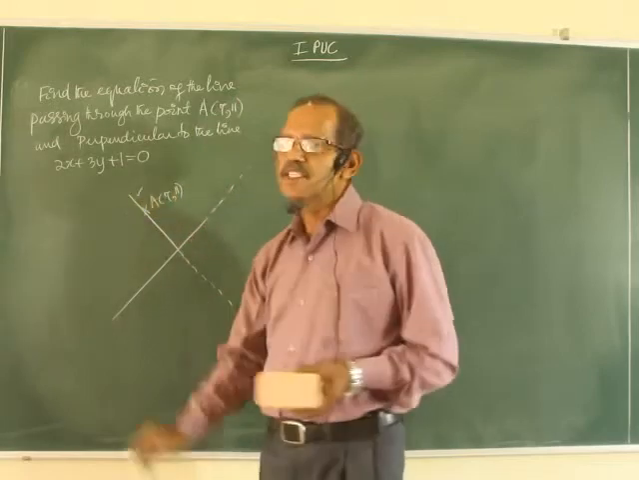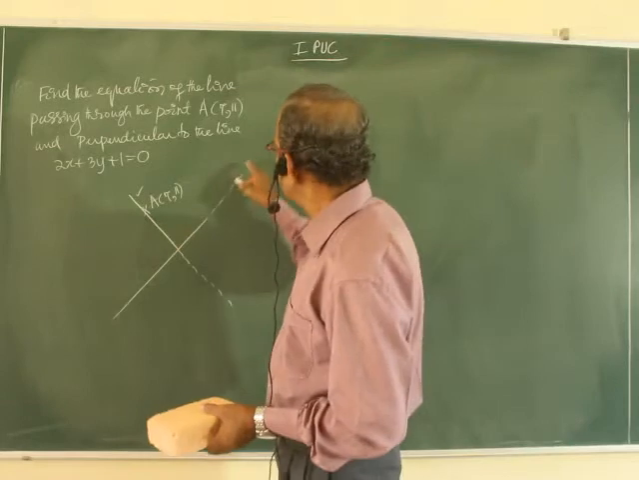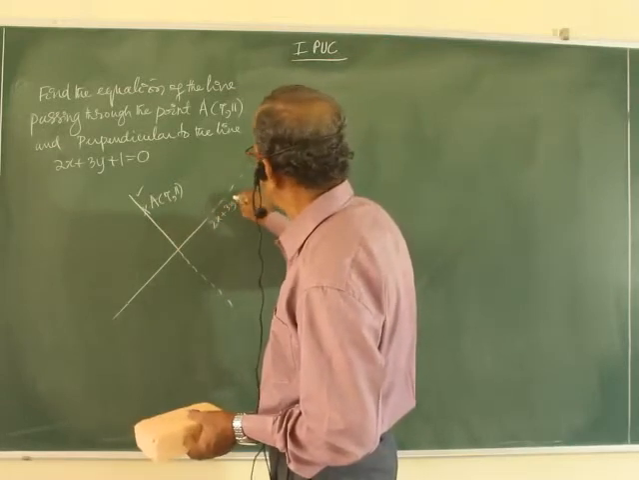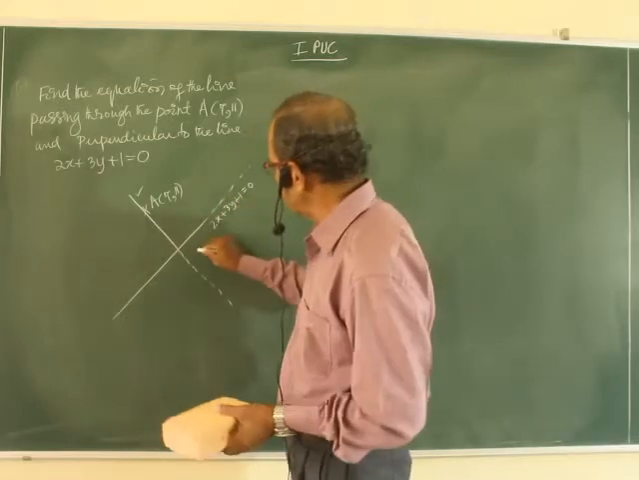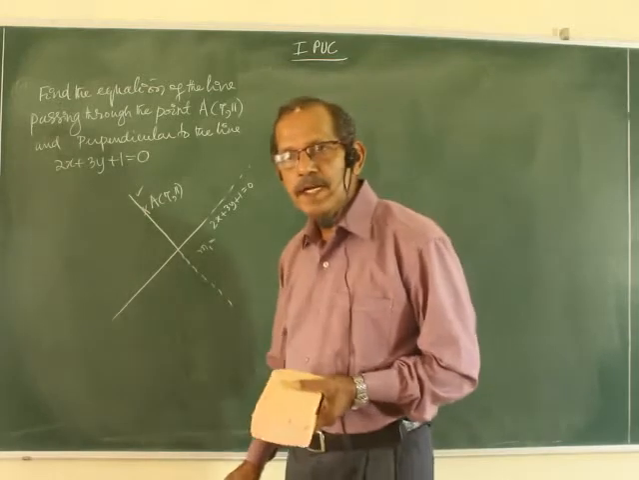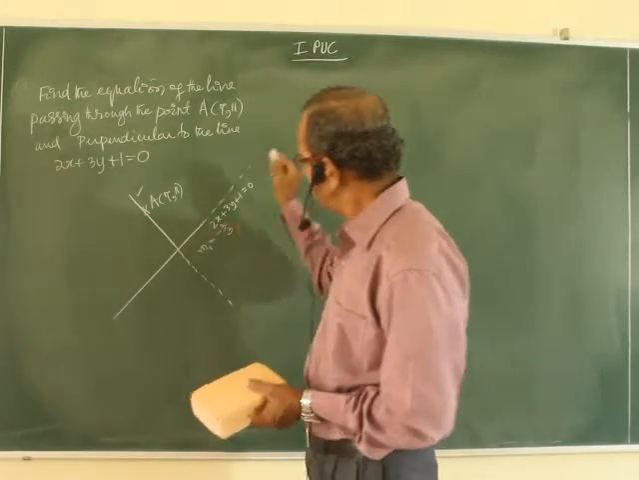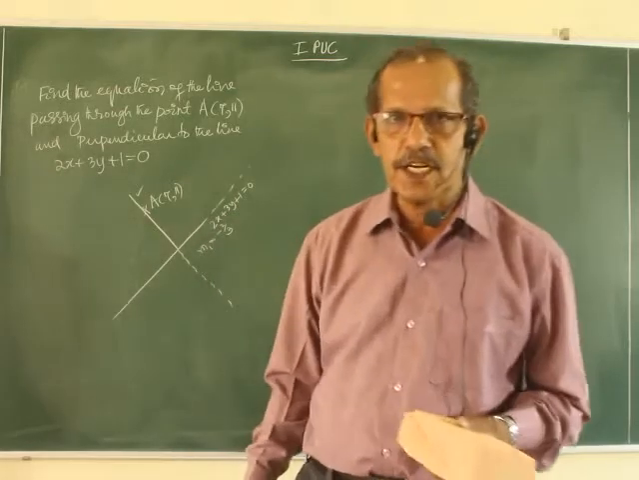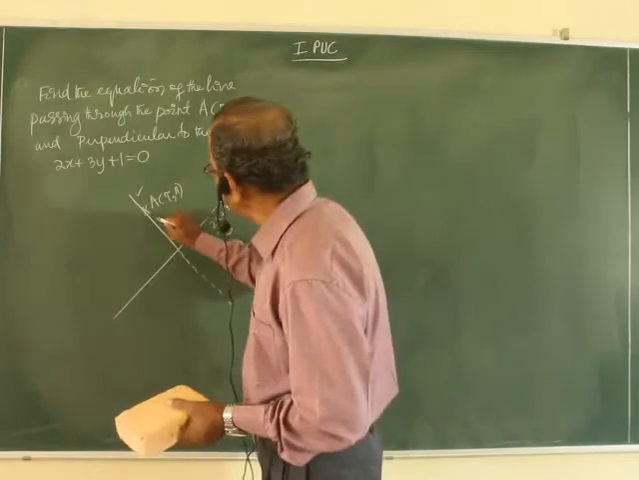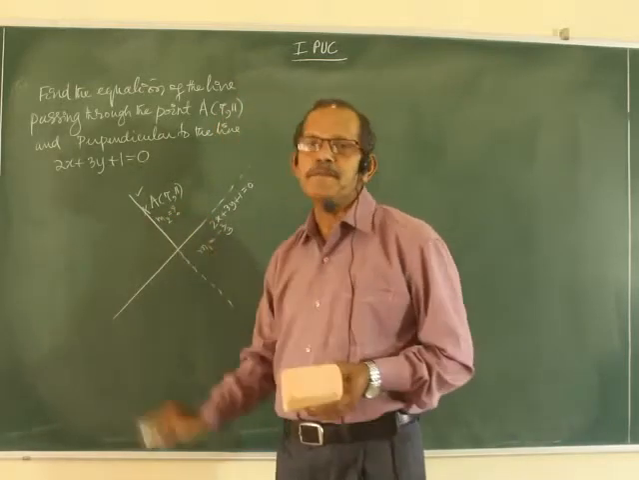Find the equation of this line. The given line is 2x plus 3y plus 1 equal to 0. So no doubt you can find the slope of that line. What is the slope? Minus a by b, minus 2 by 3. The slope of that line is minus 2 by 3. If m2 is the slope of the required line, what is the relation between them?